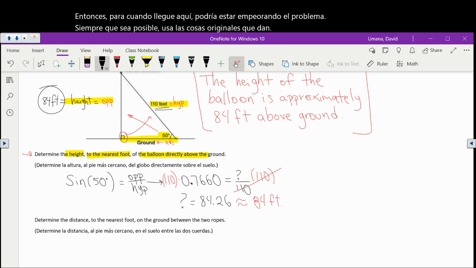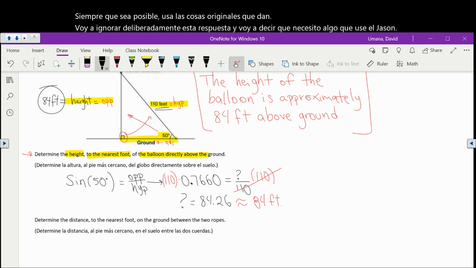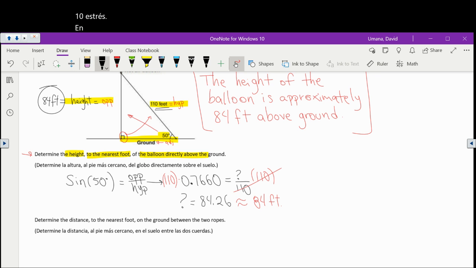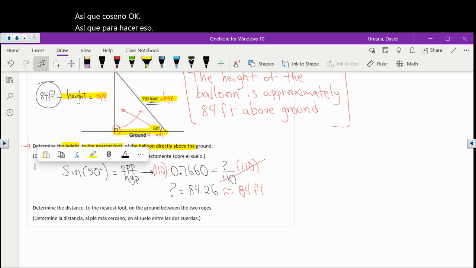So I'm going to purposely ignore this answer, and I'm going to say that I need something that uses the adjacent and hypotenuse. So if I look at my paper for the list, which one uses adjacent and hypotenuse? Así que si quiero usar solamente esto y esto, ignorando esto, ¿cuál de los tres ejemplos me permite usar el lado adyacente con la hipotenusa? Which one is it? I think you said it right. So cosine, okay? Cosine.